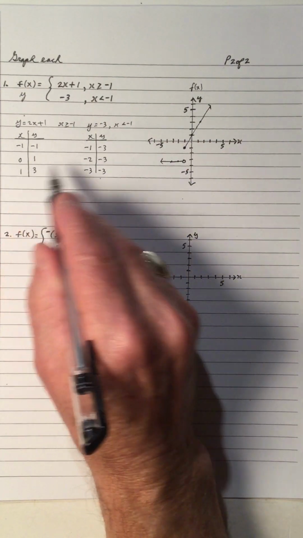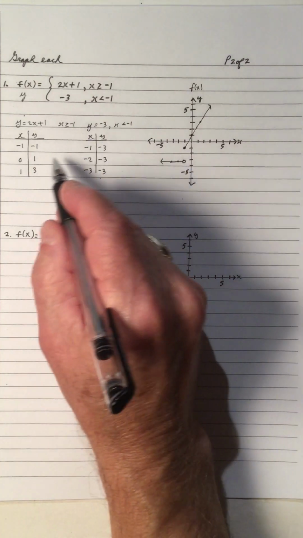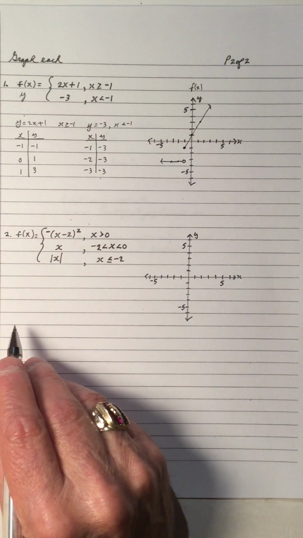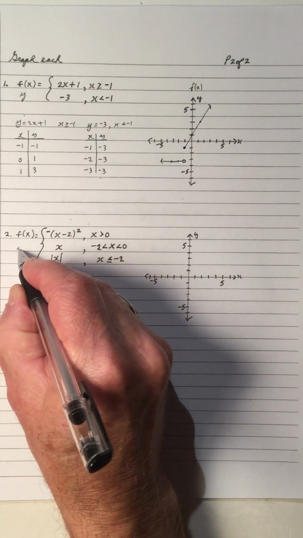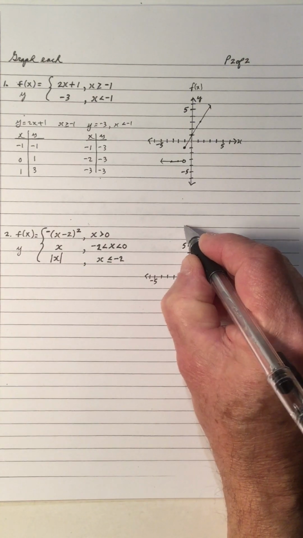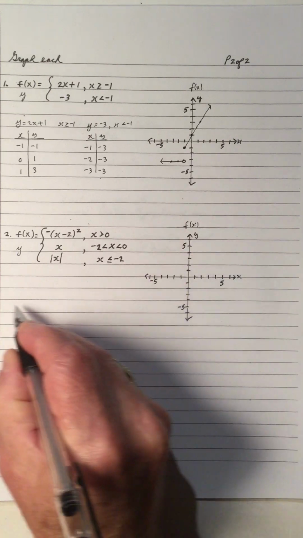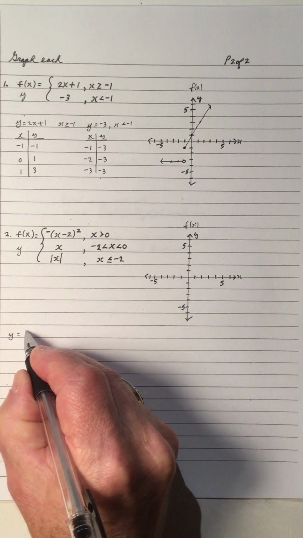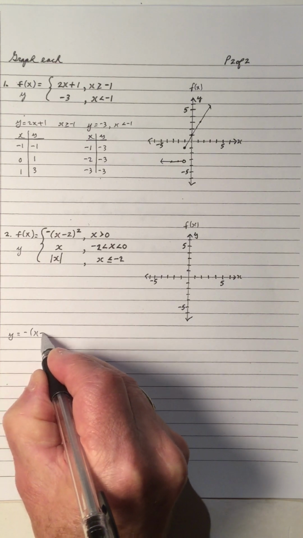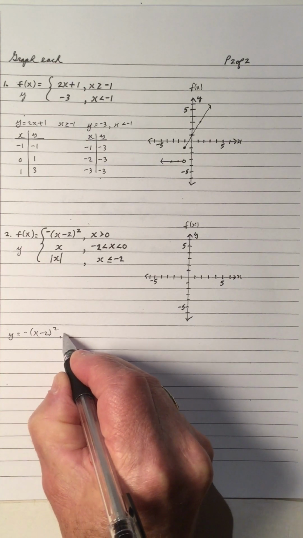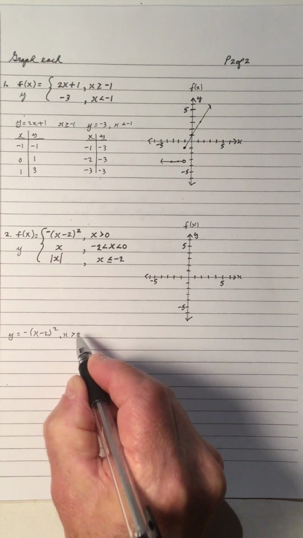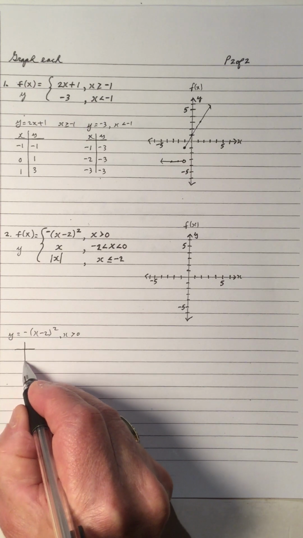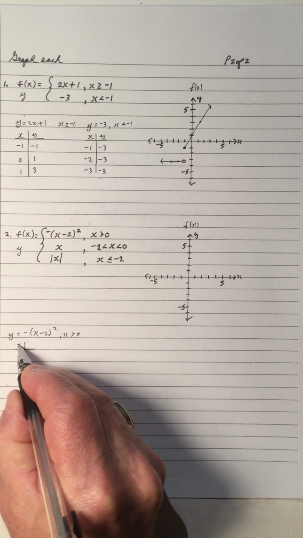I did an individual chart to show you individual tables. And here we have 3 parts, and so let's look at, again, the f of x is a y, so y, or we could have the f of x. So we have 3 pieces, so let's do y equals negative x minus 2 squared when x is greater than 0. Now we can do a table of values again. Here we go. X and y.